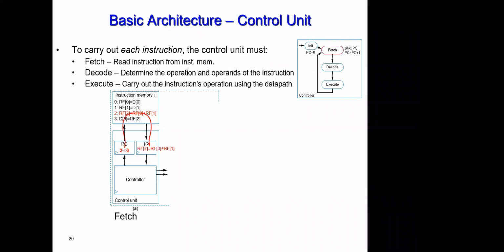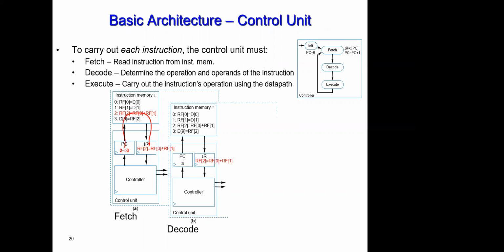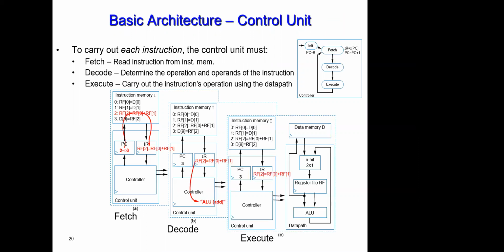We'll do exactly the same. I'm incrementing the program counter, and then I will decode. I will understand that this is an ALU add. After that, I have to execute. So basically, I have to add whatever I had in the previous one to the one before, which is 102 plus 99. So I now have the result in location 2 as the addition, which is 201.